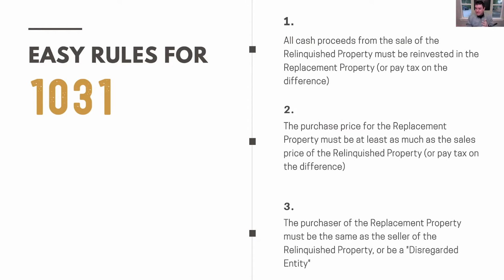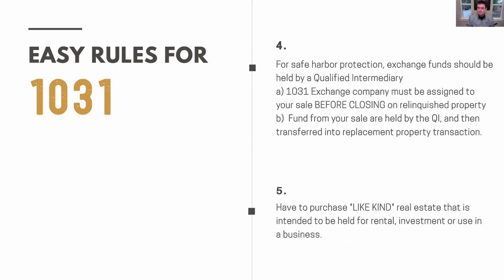And so you can sell a property in your own individual name, take ownership of the replacement property in an LLC that you also own, and it still be 1031 compliant. For safe harbor protection, that means not paying taxes. We are safe from having to pay taxes.